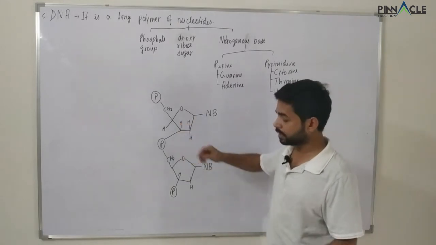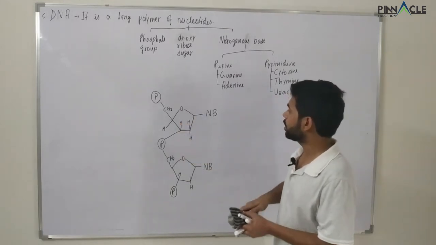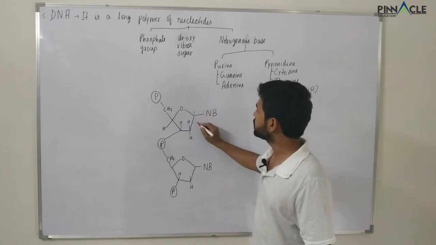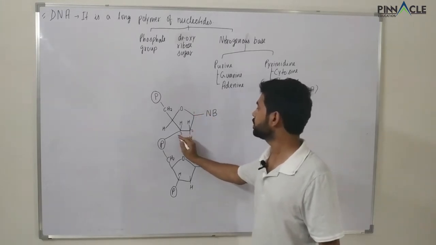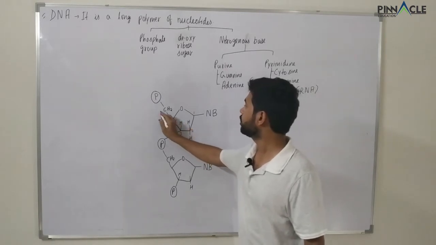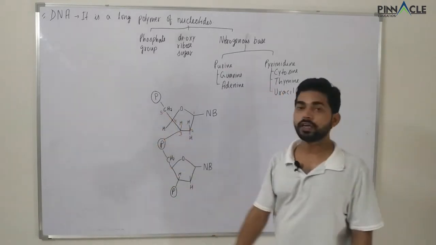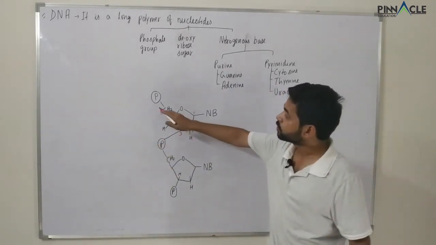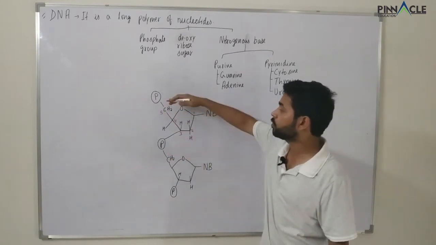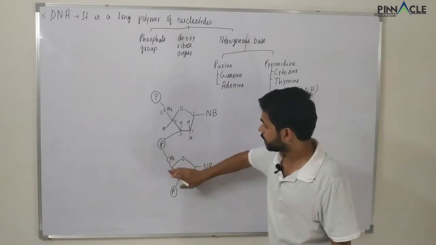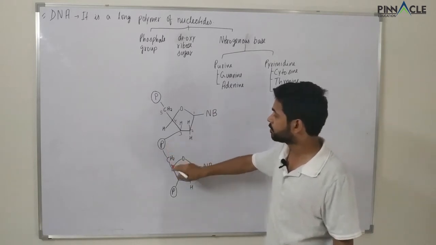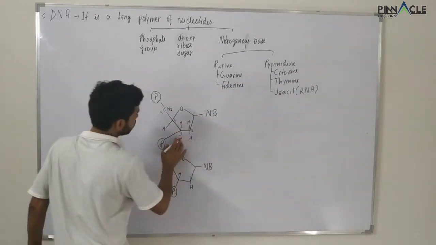And now we'll study where the numberings of the carbon atoms are. So this is the first carbon atom, this is the second carbon atom, this is the third one, fourth and fifth. We have to study here that the phosphate group is attached to the fifth carbon at one end, and at the other nucleotide it is attached with the third carbon.